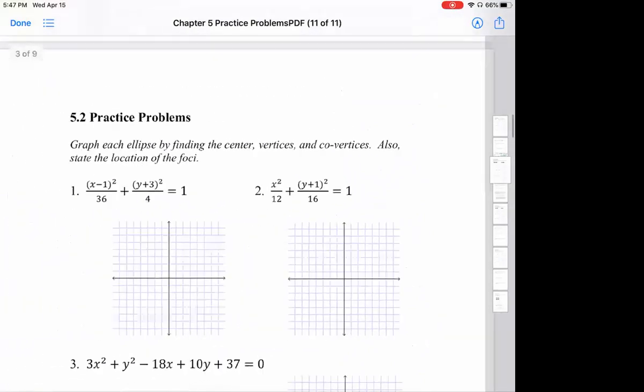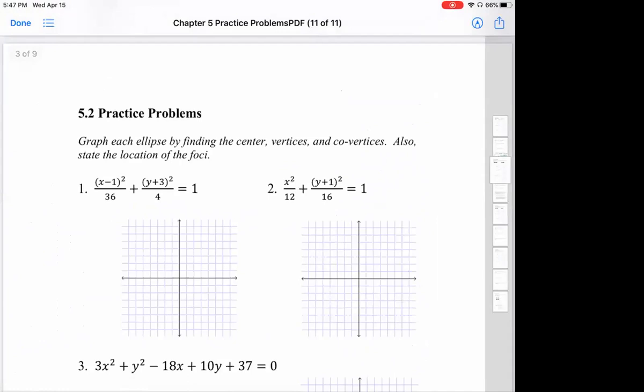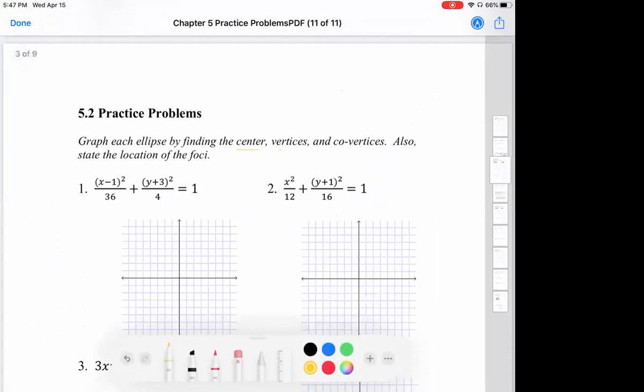Our instructions read, graph each ellipse by finding the center, the vertices, and the co-vertices. Also state the location of the foci. So I'll give you 3 minutes, so until 5:50, and then I'll stop you, and we'll continue from where you left off. We'll do the whole problem together. This is from your homework, 5.2. Practice problems, we're doing number 2.